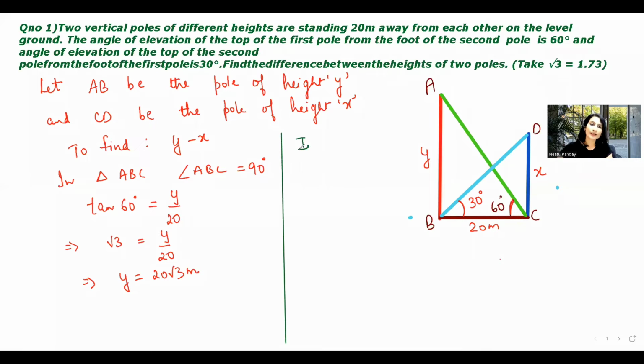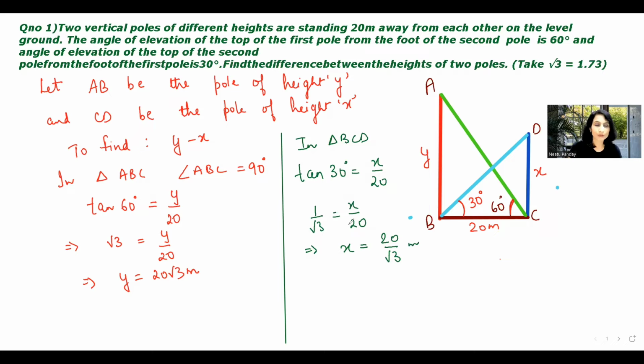Here in triangle BCD, we can see we have 30 degrees. Opposite to 30 degree, we have side DC, whose height is x, and the adjacent side is 20. So this will also be tan. You can use tan 30 is equal to x by 20. The value of tan 30 is 1 by √3, equal to x by 20. So when you solve it, you will get x is equal to 20 by √3 meters, right?